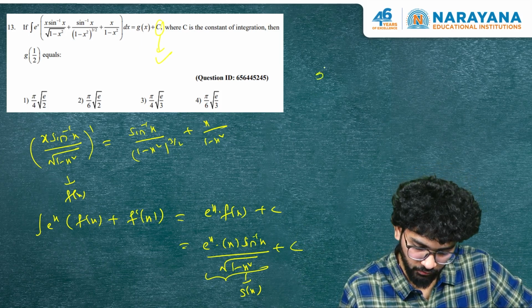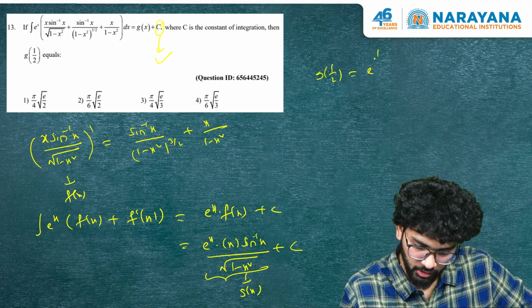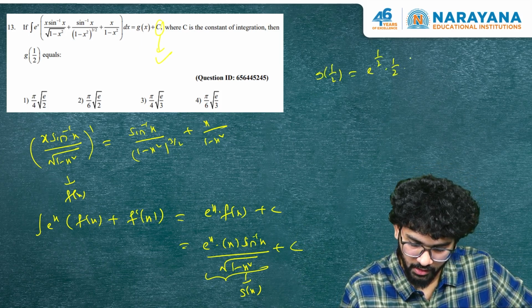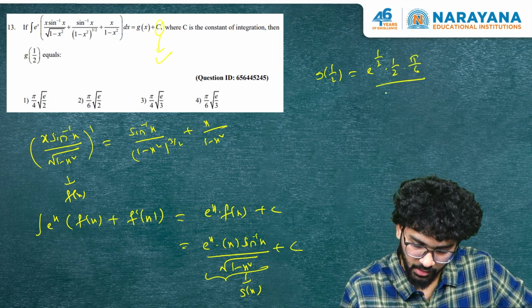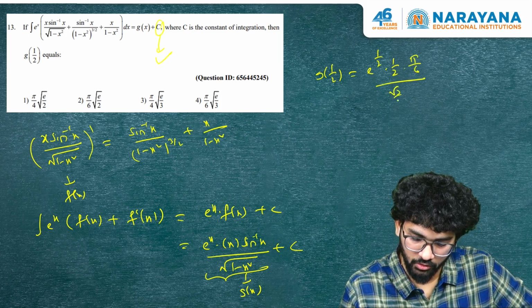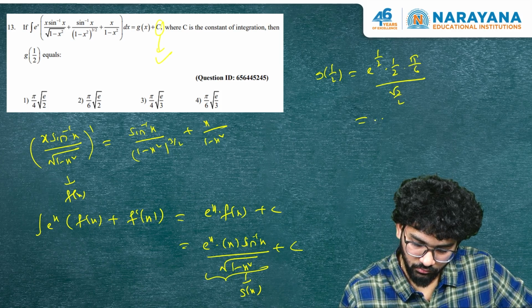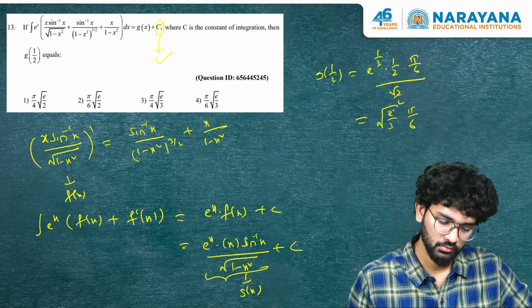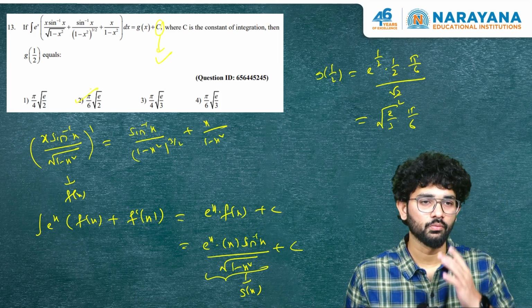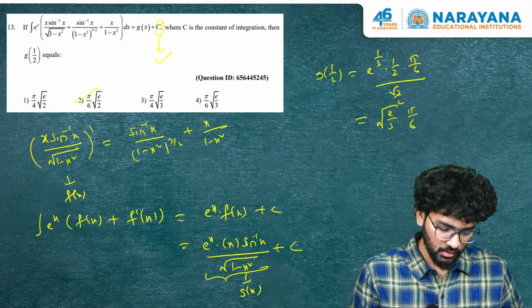Now he is asking us to find g of 1 by 2, which will be e^(1/2) into 1 by 2. Sin inverse 1 by 2 will be pi by 6, divided by root of 1 minus 1 by 4, which is root 3 by 2. So this is root e by 3 into pi by 6, which is option 2. Let's go to the next question.